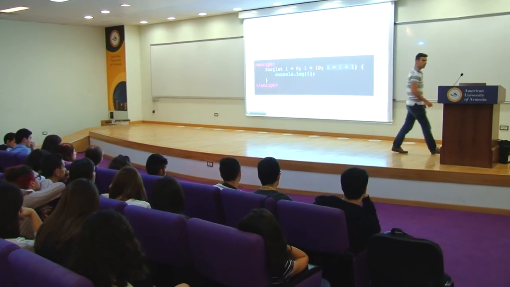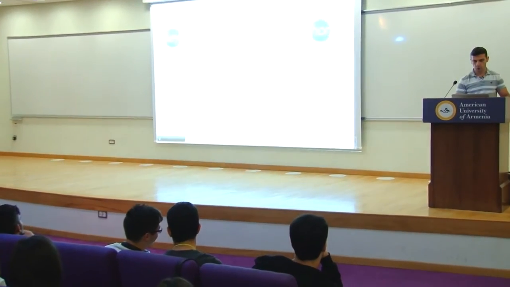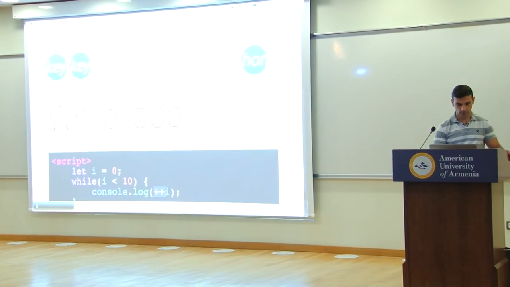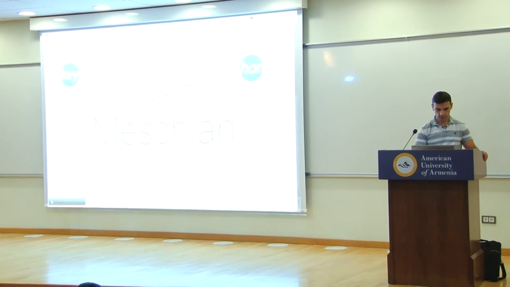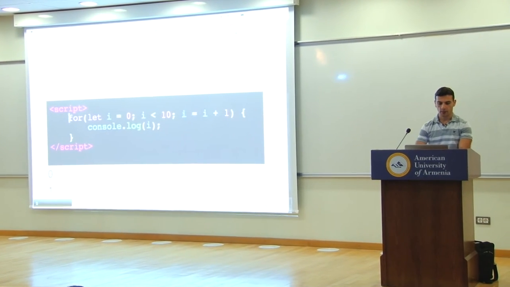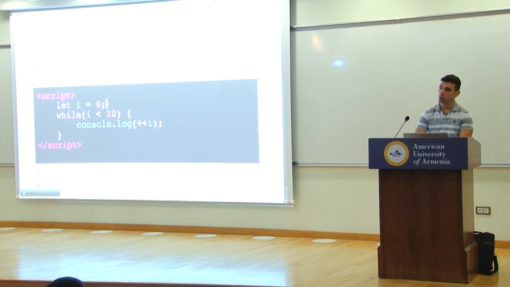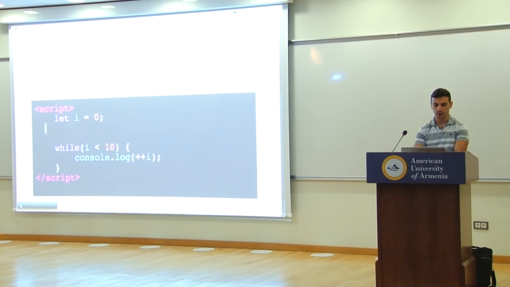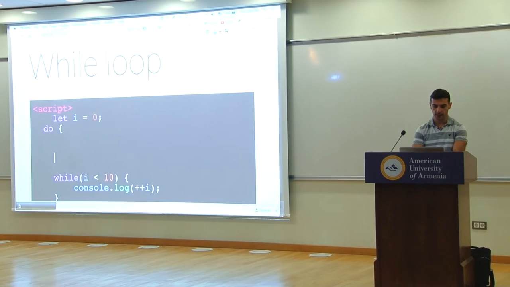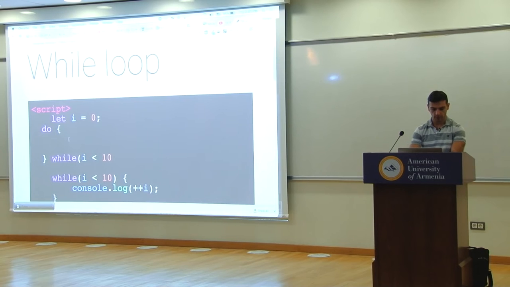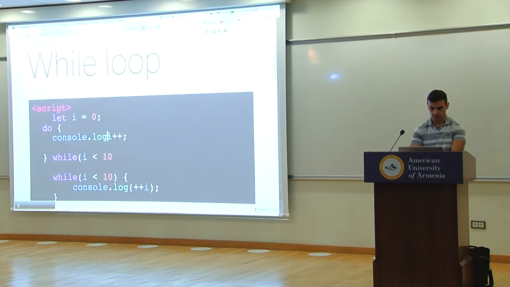Okay. So the last one is known as the do while loop. Are these really the only ones? I forgot. Okay, let's do it. So just as we have our while loop, we can do what's known as a do while loop. The structure looks like this. You do, you begin, you end, and then at the end you do while i is less than 10. So here we do i plus plus. Let's console.log i.